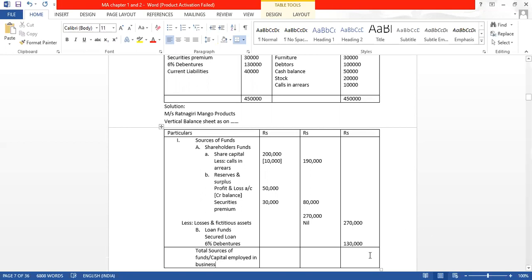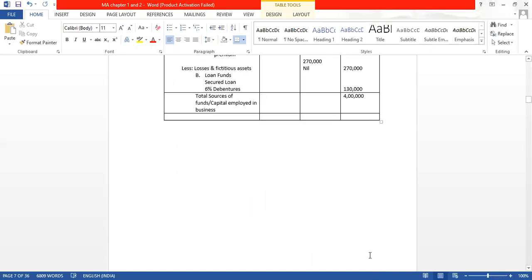So how much is it? 2,70,000 plus 1,30,000, which is equal to 4 lakh. Check whether all of you are getting this answer. 2 lakh 70 plus 1 lakh 30, which is equal to 4 lakhs.